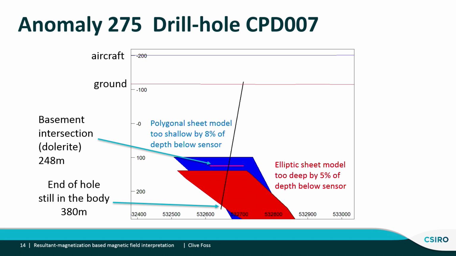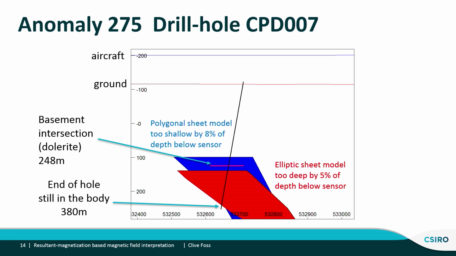Our polygonal model was 8% too shallow. Our elliptic sheet is 5% too deep. Both of those are really good results. To get within 10% is, I think, quite acceptable. If we're really greedy, we'll take the mean of the two models.